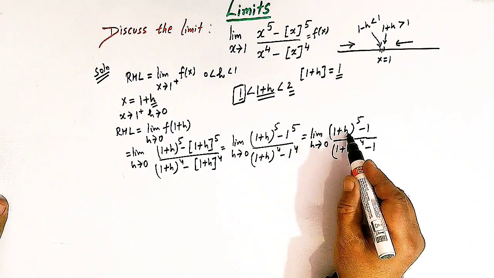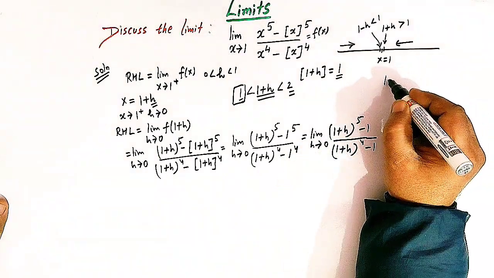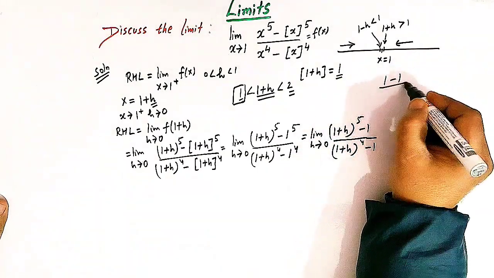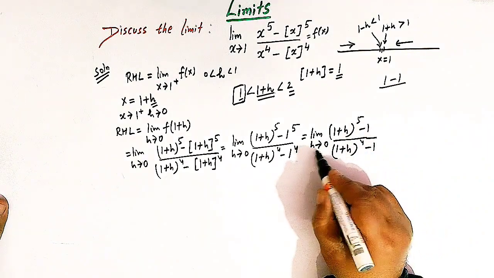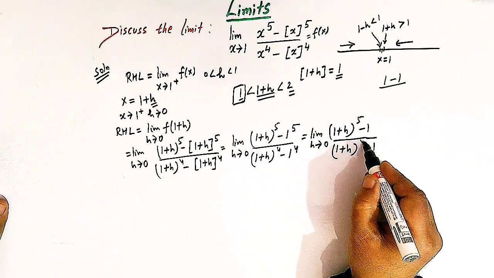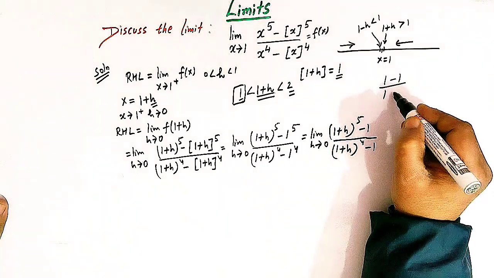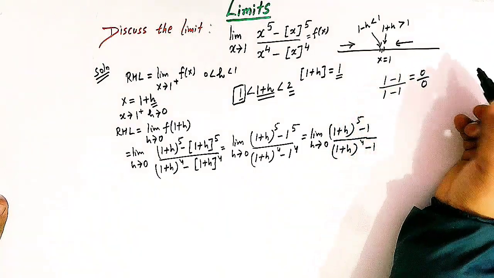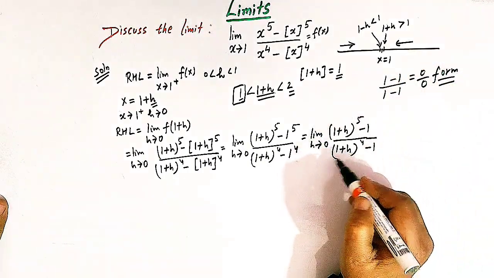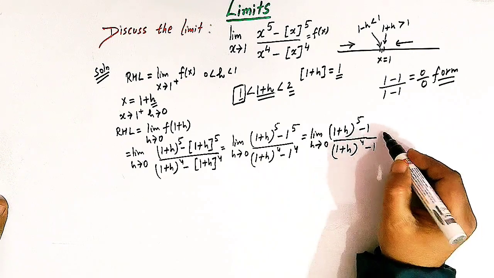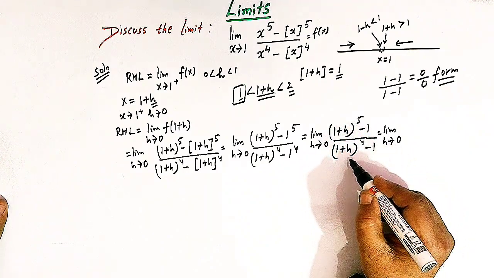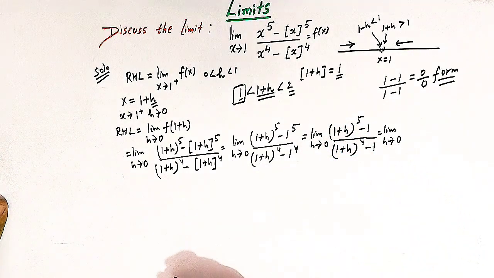Because see, when we take h equal to 0 in the numerator, we have 1 plus 0 is 1, 1 raised to 5 is 1, so we have 1 minus 1. And when we take h equal to 0 in the denominator, then 1 plus 0 is 1, 1 raised to 4 is 1, and here we have minus 1, so this is 0 over 0, right? So we get the 0 over 0 form in this limit, so we can easily apply L'Hopital's rule by differentiating the numerator and denominator separately with respect to h, right?